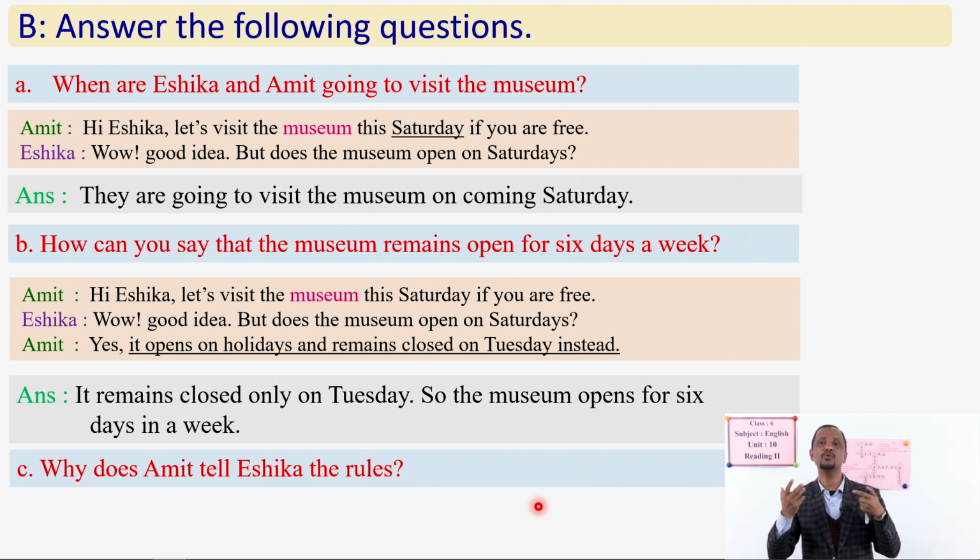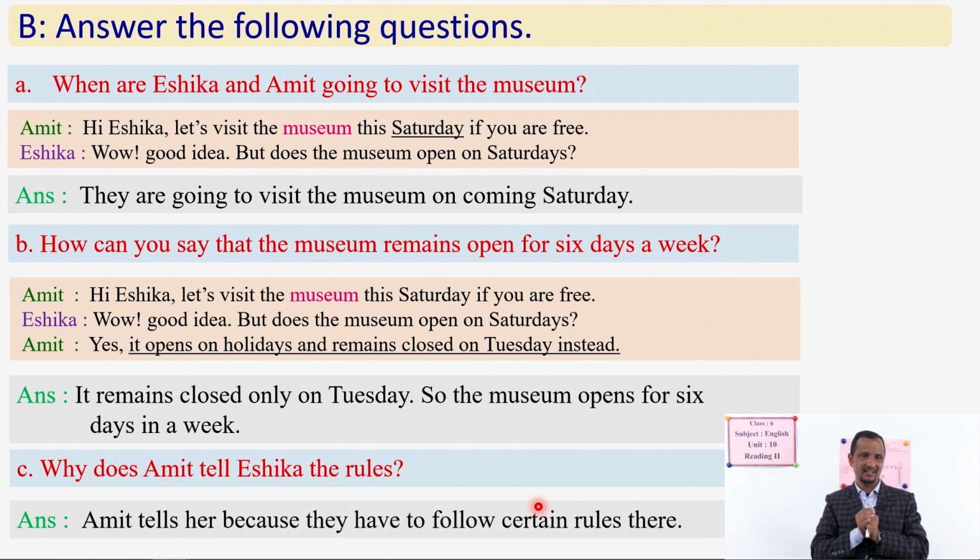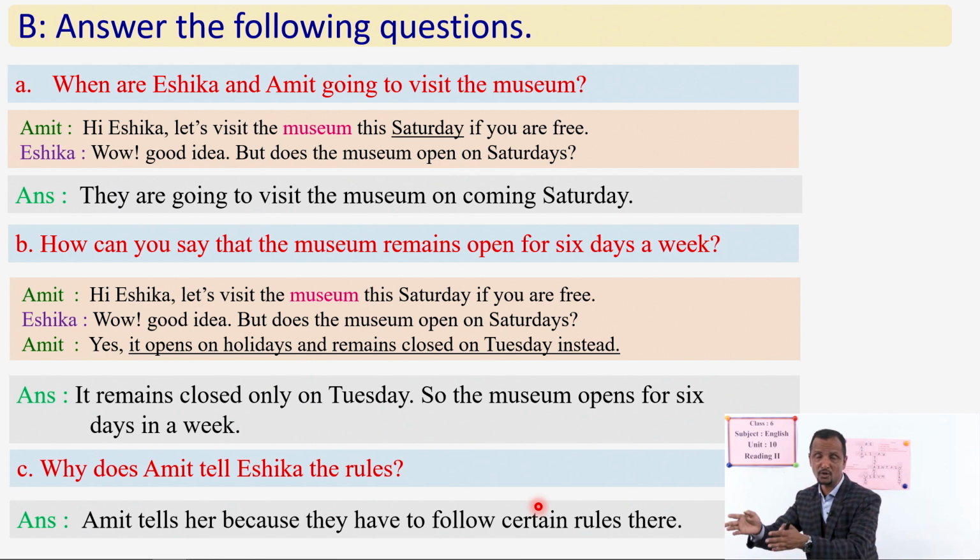Why do we have to follow rules and regulations at school, or public places, temples, parks, etc.? Why do we have to follow? Can you answer me, please? Well, very good. Amit tells her because they have to follow certain rules there. Without rules, what happens, dear students? We can't maintain the public place, either museum or school.